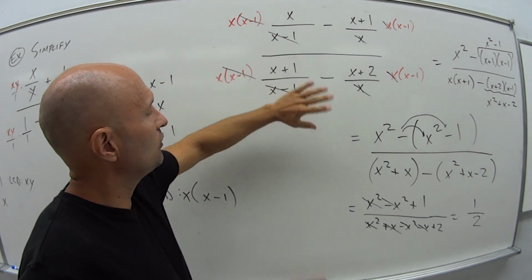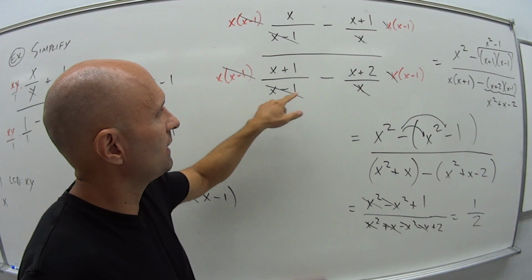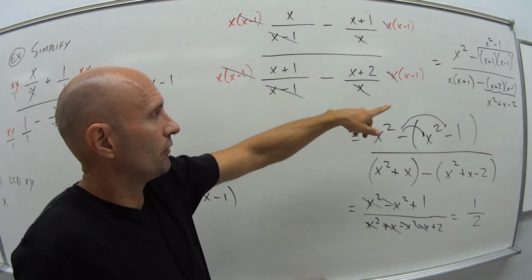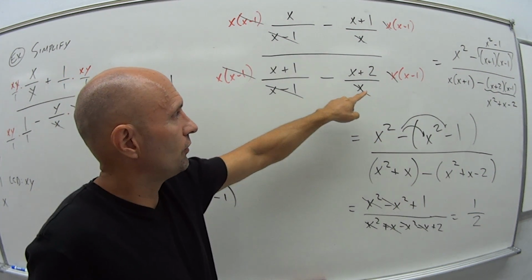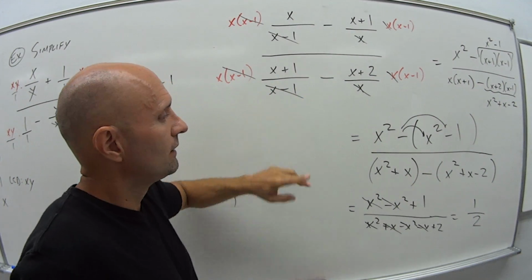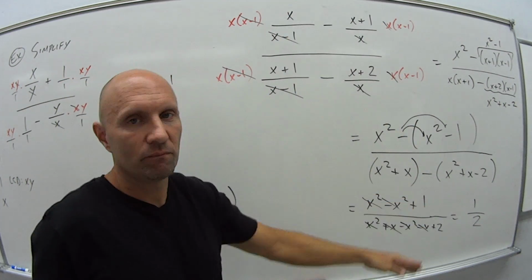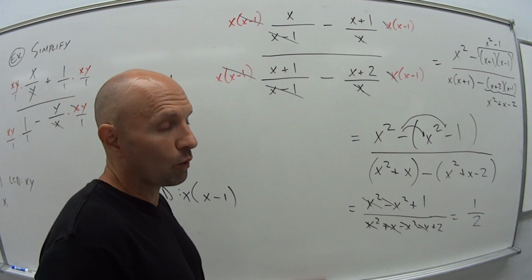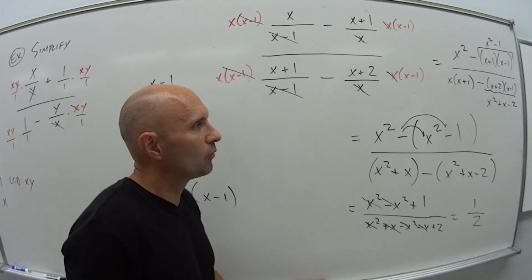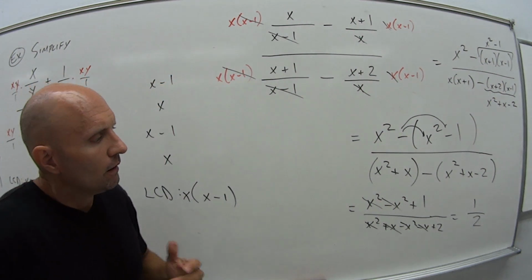No matter what value of x I picked, as long as it didn't make one of these denominators 0. So as long as I don't pick x equal to 0 or 1, any other value I pick, if I simplify it, I'm going to get 1/2. And that's all we're doing there. So that's it.